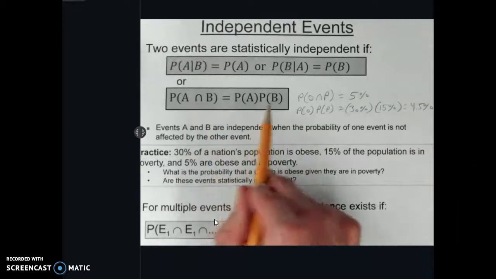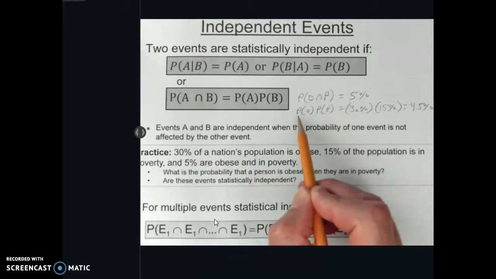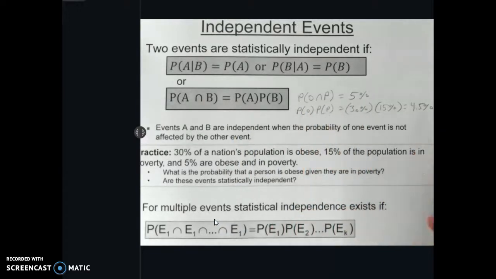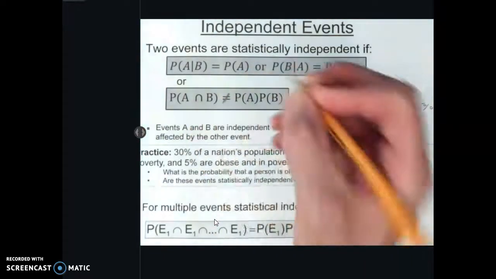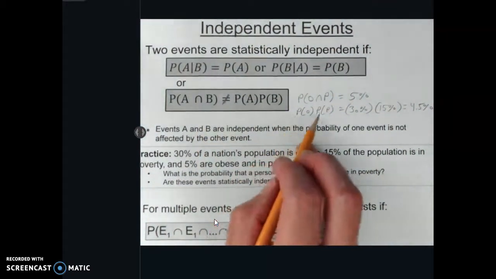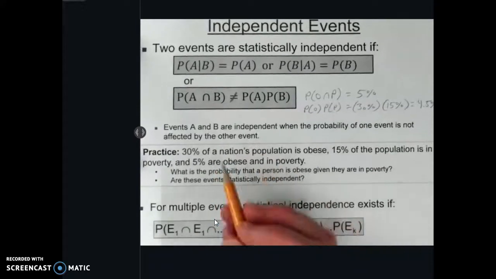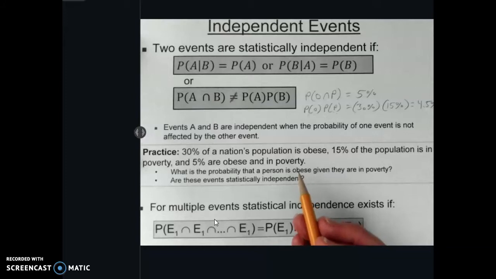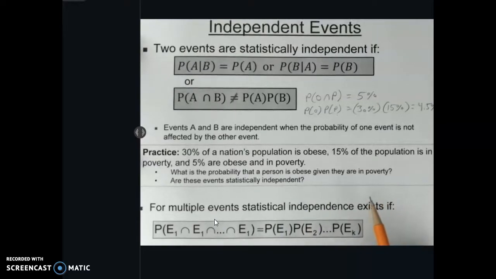So the probability of an intersection of obesity and poverty is 5%, but the probability of a multiple of those is 4.5%. They do not equal, right? There is not an equality between these, which means they are not statistically independent. Okay? Another way of putting it is there is a relationship between obesity and poverty, which, even though this data is hypothetical, there is in fact evidence to support a statistical relationship between obesity and poverty in the U.S. population.